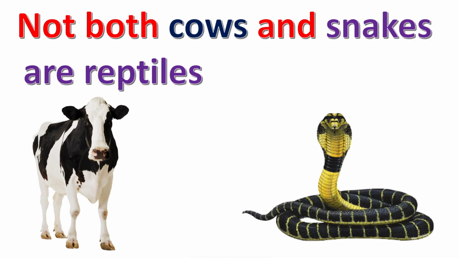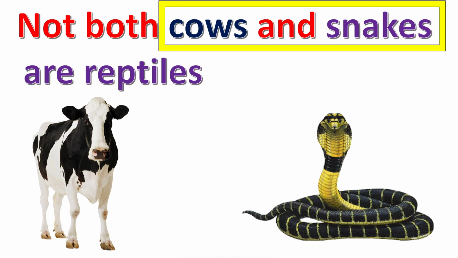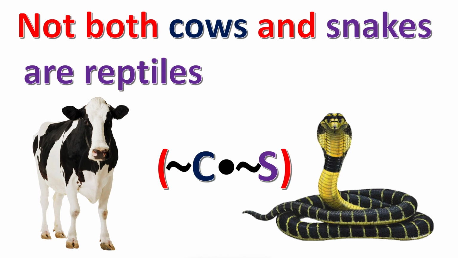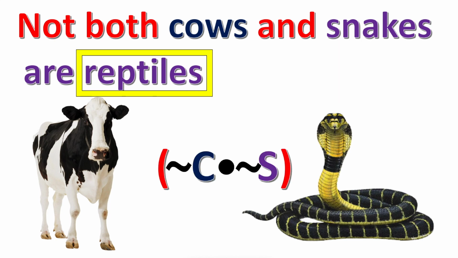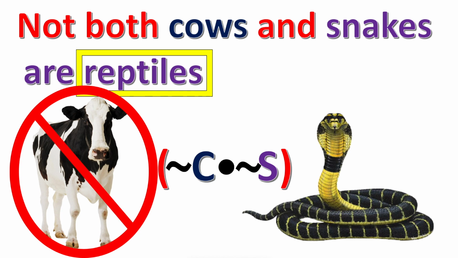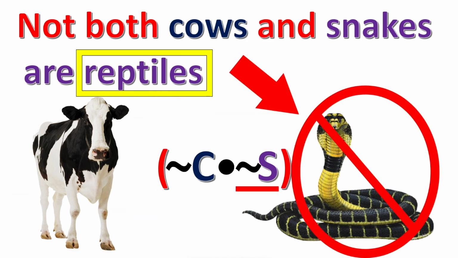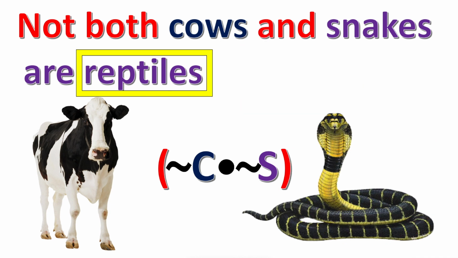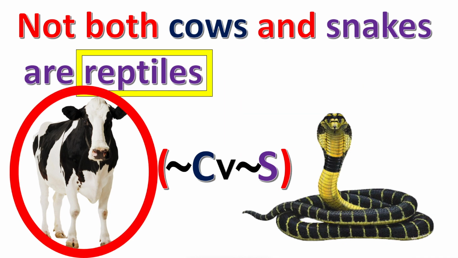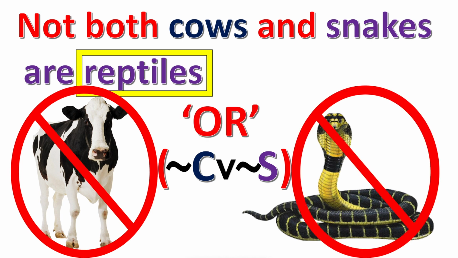You see, the original statement, "not both cows and snakes are reptiles," when translated this way, means cows are not reptiles and snakes are not reptiles, which is false, because snakes are definitely reptiles. But if you change the dot to a wedge, it means cows are not reptiles or snakes are not reptiles, which is true, because cows are not reptiles.